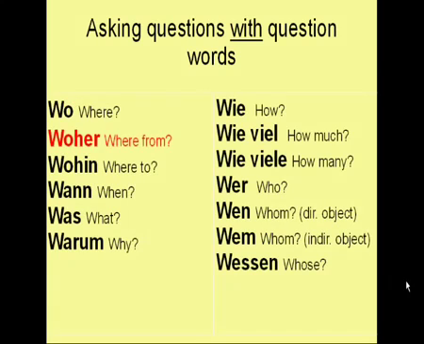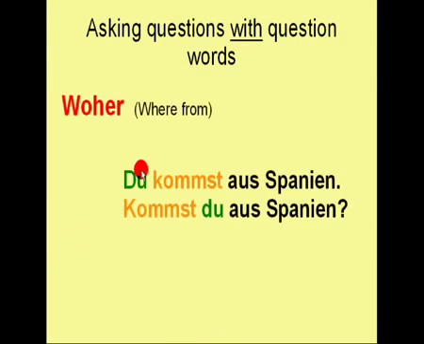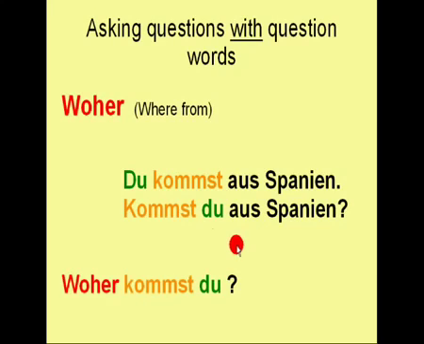The second word is woher and means where from. For instance, we have the sentence Du kommst aus Spanien. You come from Spain. The question would be Kommst du aus Spanien? Do you come from Spain? As you can see, I just switched those two words. And then I kept the position of these two words, and then I simply put the woher in front of these two. Woher kommst du means where do you come from.